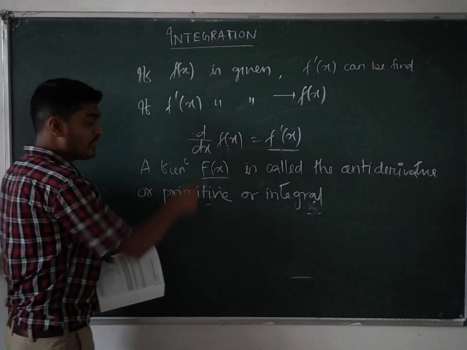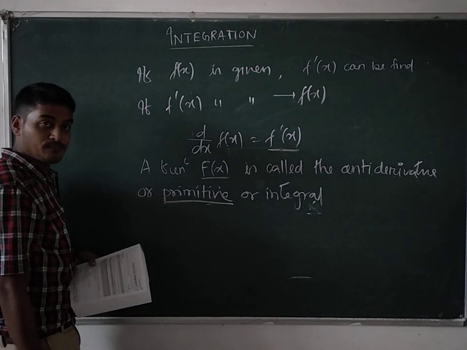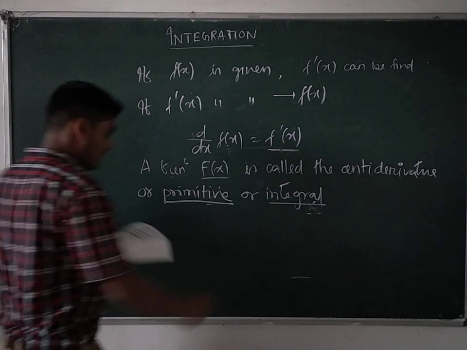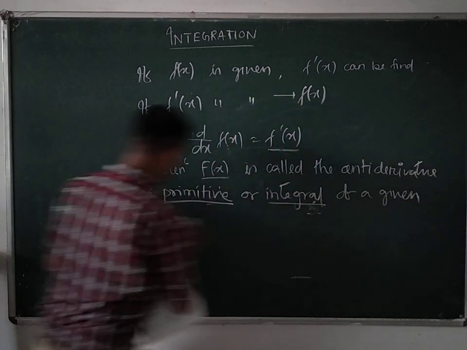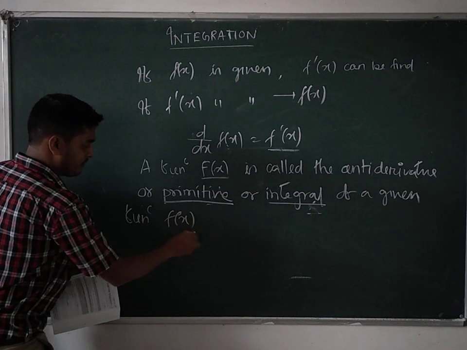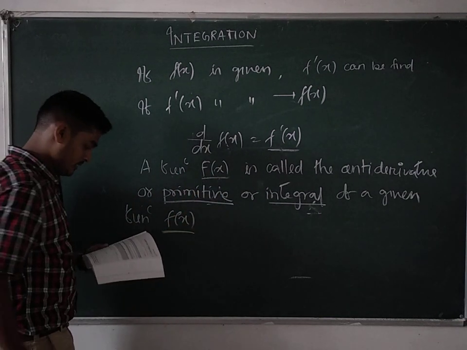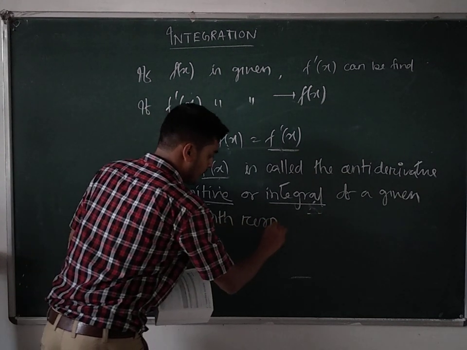So a function F of x is called an antiderivative. Remember, this one is also known as primitive and this one is also known as integral, of a given function f of x, with respect to x.